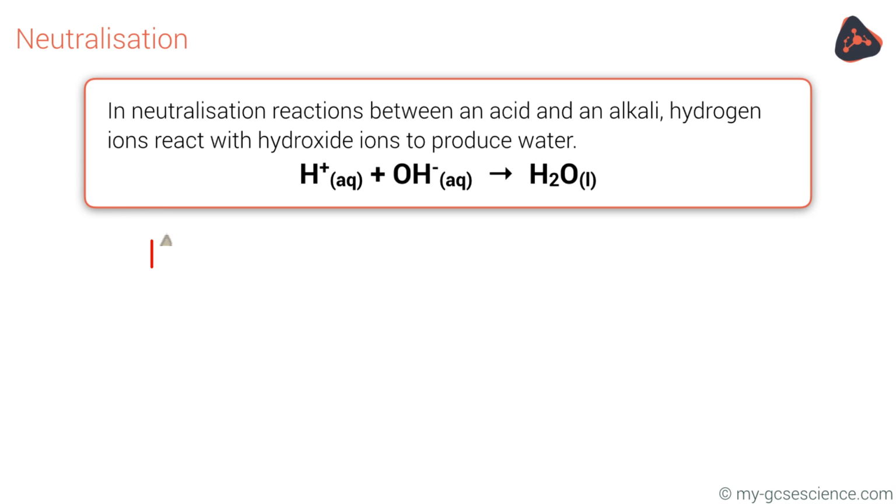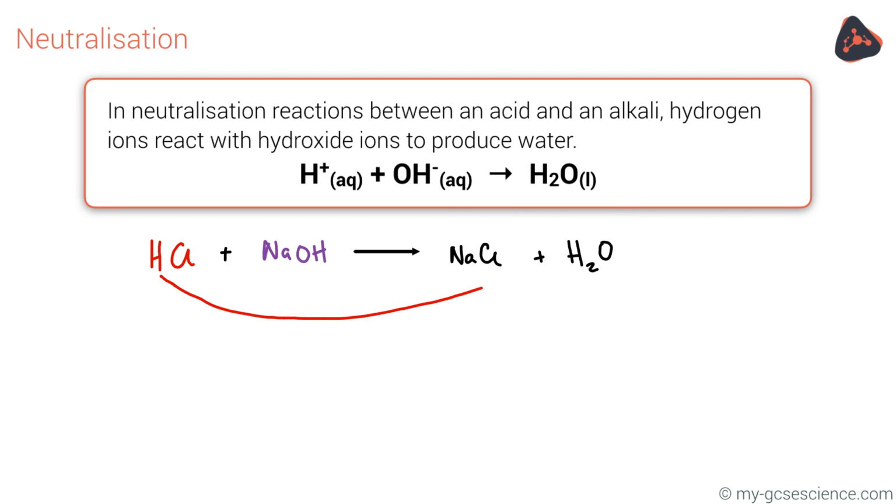This type of equation is called an ionic equation because it just shows the ions that are involved in the reaction. Here's an example of a neutralisation reaction. We've got hydrochloric acid and sodium hydroxide reacting to make the salt sodium chloride and water. So we have the H+ and OH- ions reacting to make water, and the chloride and sodium ions get left behind as sodium chloride solution.